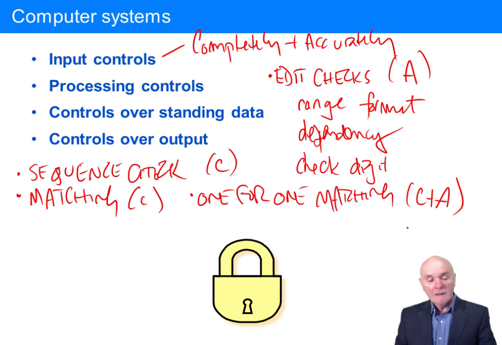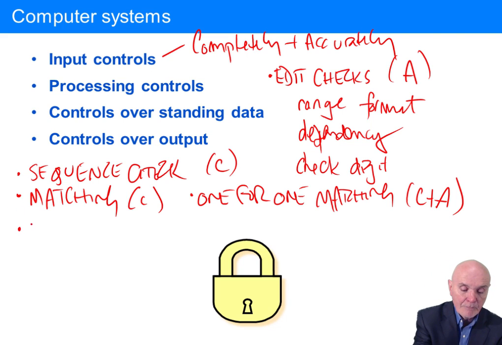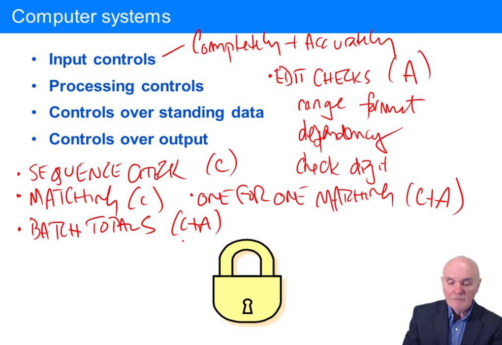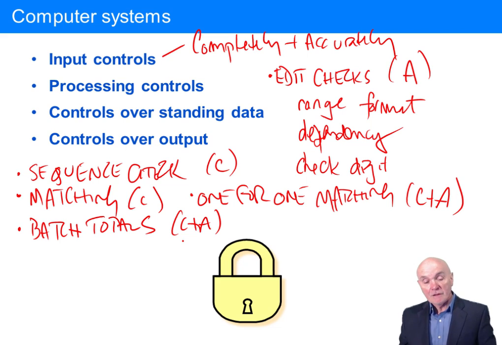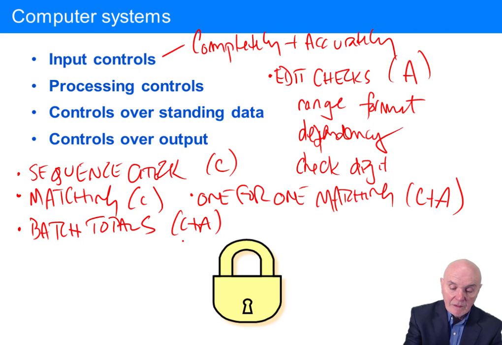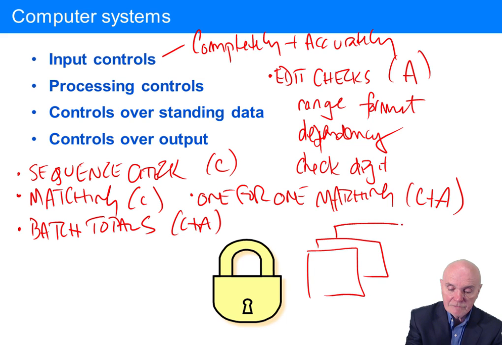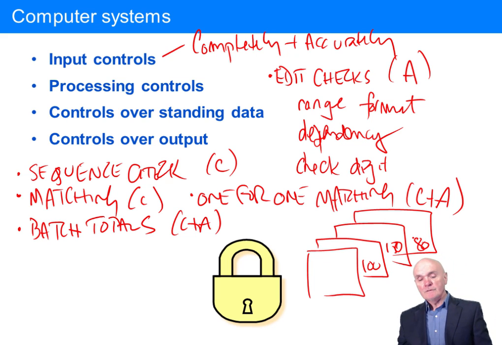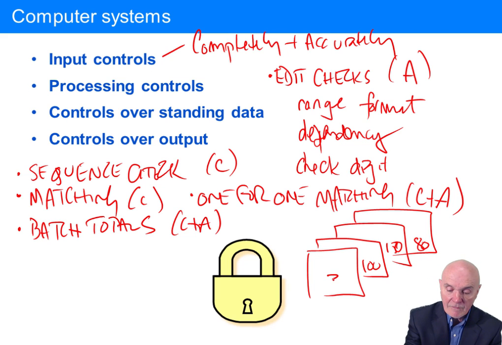And the final one is going to be a batch total or a control total. Again, this can do both completeness and accuracy. Let's say I have a bunch of three invoices I want to put in. My invoices have on them 100, 150, and let's say 80. So 250, you've got 330. I put a total on there.